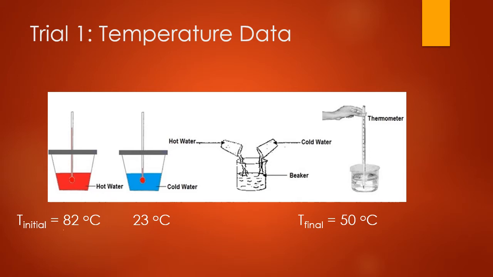Those values are shown below. So our initial temperature for our hot water is 82 degrees Celsius. Our initial temperature for our cold water was 23 degrees Celsius. Once we mix them and the heat transfer was complete, we get a final temperature of 50 degrees Celsius.